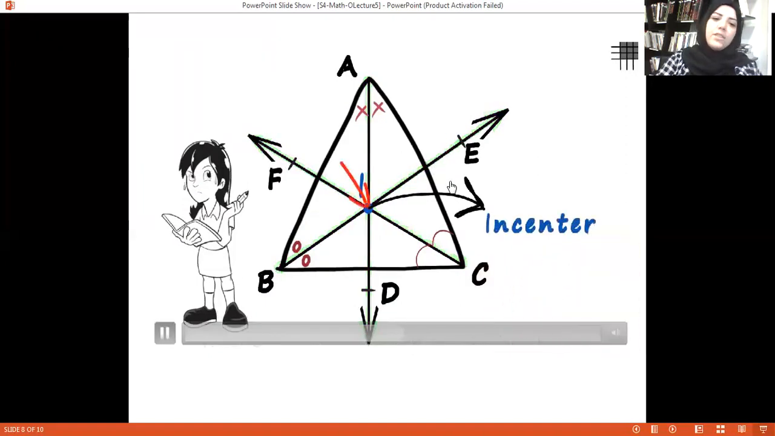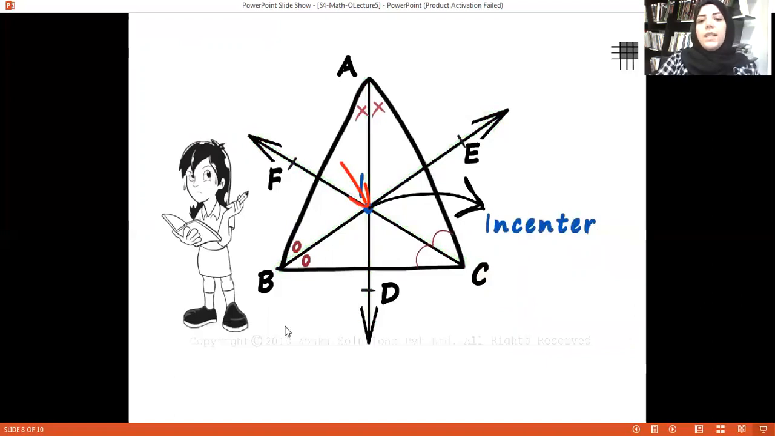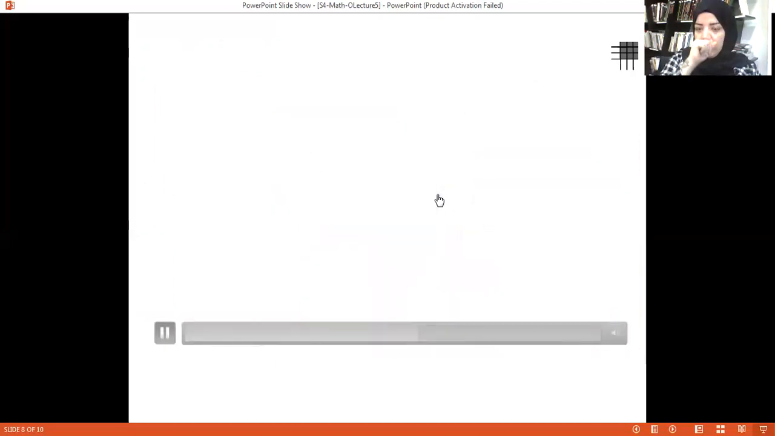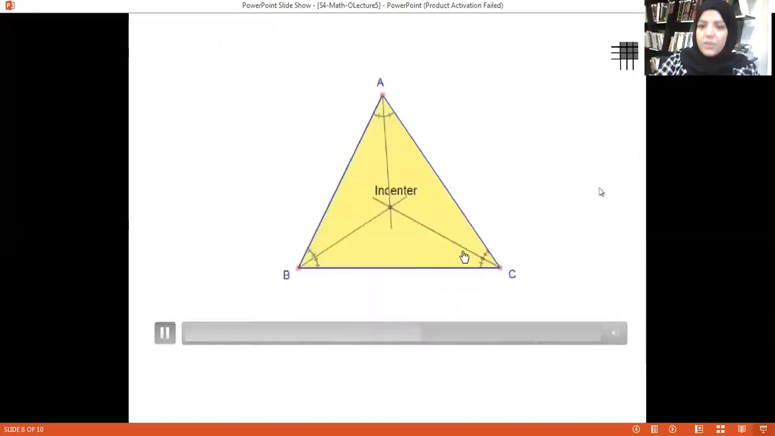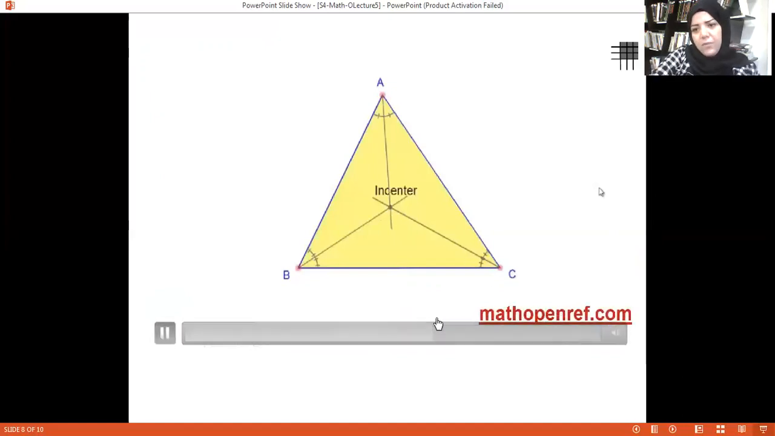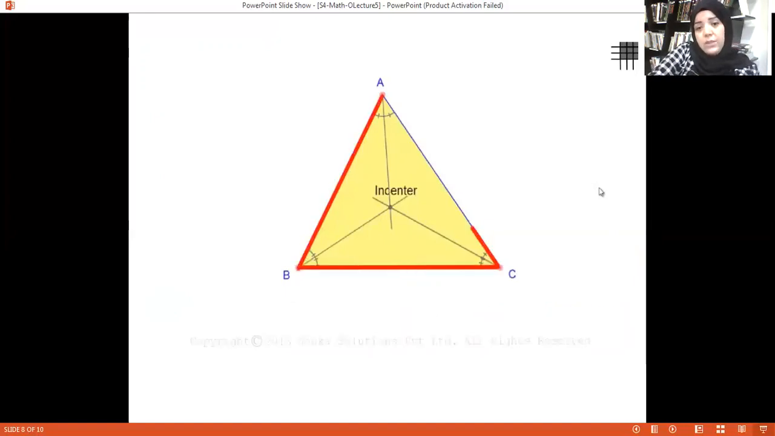This is the incenter of the triangle. Actually, the incenter is the center of the circle inscribed, or inside, the triangle. So if you draw a circle inside the triangle, this incenter is the center of it. I want you just to see it. Of course, I'm not going to ask you to draw the circle, but it's good to see the circle that we are going to create inside this triangle.